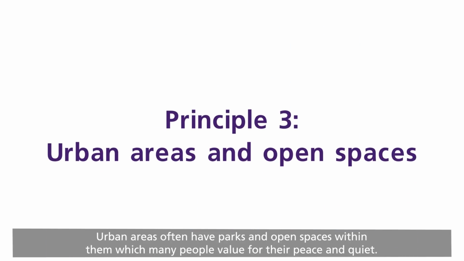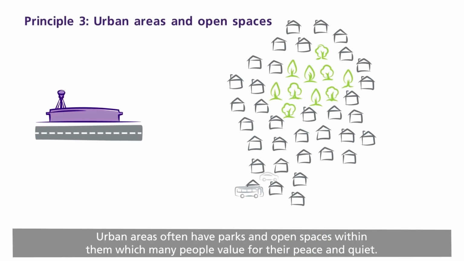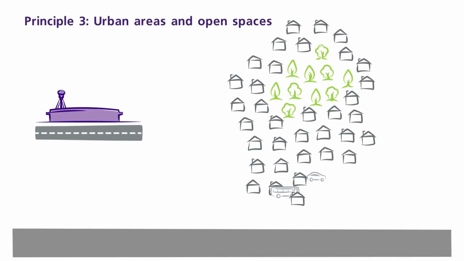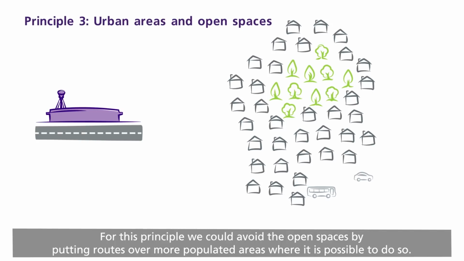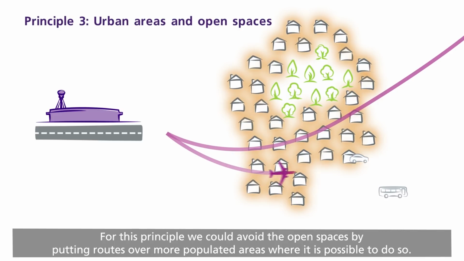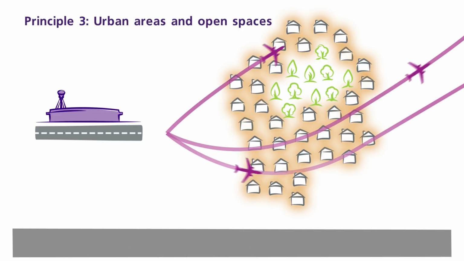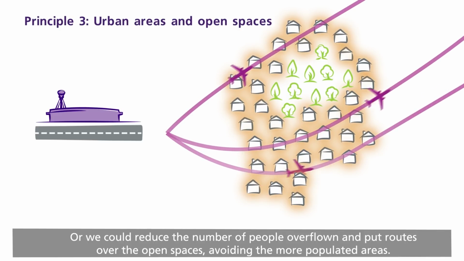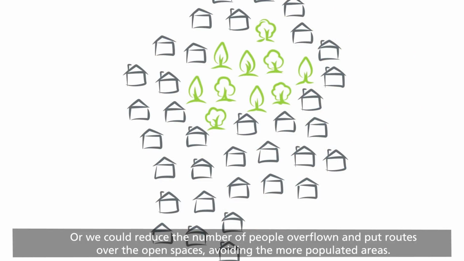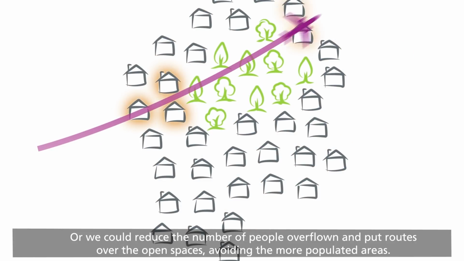Urban areas often have parks and open spaces within them, which many people value for their peace and quiet. For this principle, we could avoid the open spaces by putting routes over more populated areas where it's possible to do so. Or we could reduce the number of people overflown and put routes over the open spaces, avoiding the more populated areas.